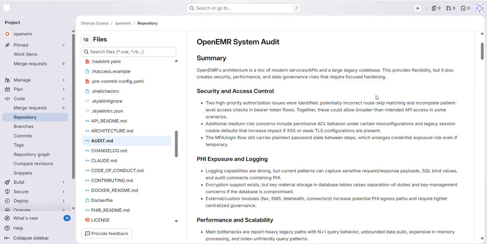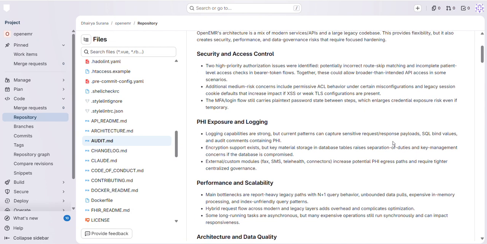Another issue is logging and PHI exposure. The system has good logging capability, but in some configurations, logs can capture too much sensitive detail. So the risk here is that even if core systems are secure, sensitive information can leak through operational logs, and this is both a compliance and patient privacy risk.